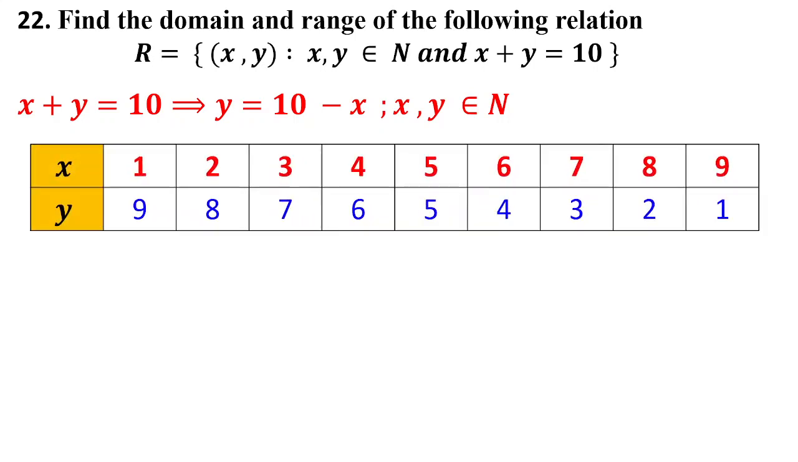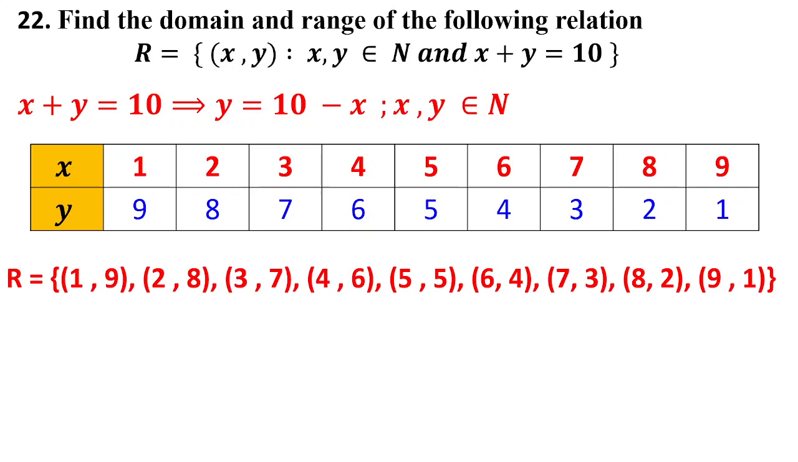Now, I am giving you a kind of table. When I put x is equal to 1 to 9, I am getting the values of y like this. Therefore, all the values of x and y can be put like this. The relation can be put as a set: (1, 9), (2, 8), (3, 7), (4, 6), (5, 5), (6, 4), (7, 3), (8, 2), (9, 1).